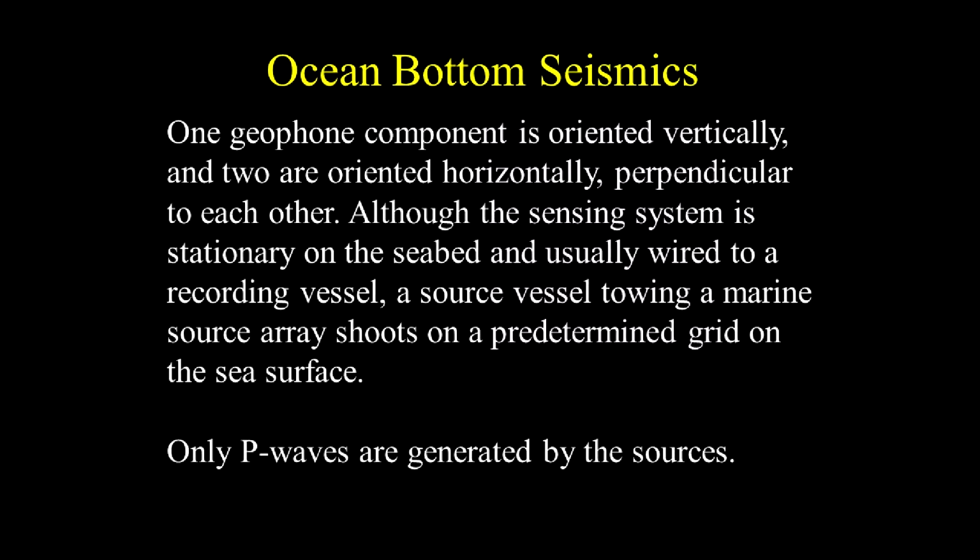One geophone component is oriented vertically, and 2 are oriented horizontally, perpendicular to each other. The sensing system is stationary on the seabed and is usually wired to a recording vessel. A source vessel towing a marine source array shoots on a predetermined grid on the sea surface. Only P waves are generated by the source.